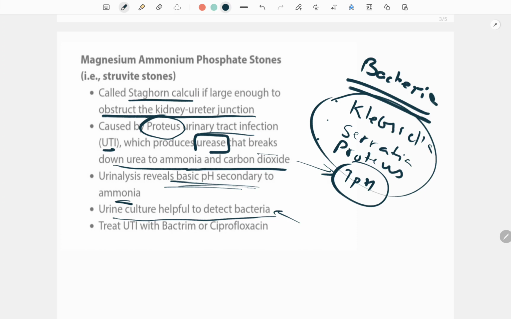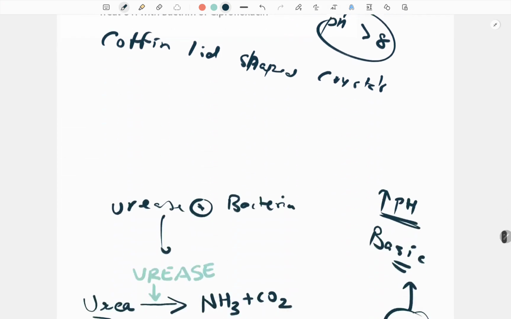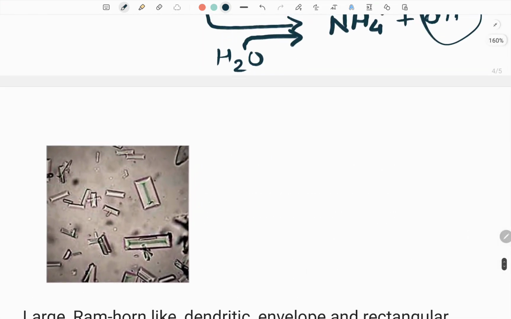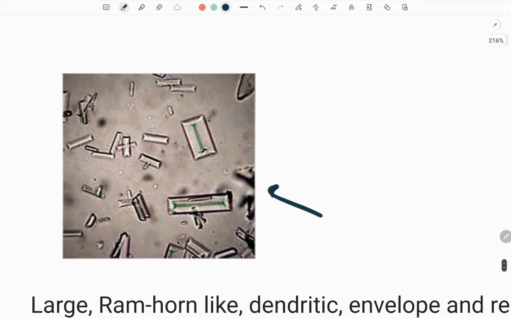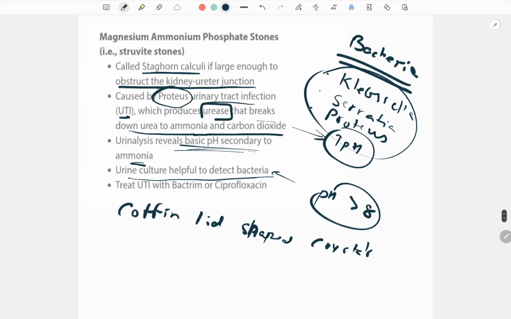The urine pH will be more than 8. The pH which we said is high will be more than 8 here. It will have coffin lid shaped crystals, which the photo is the picture of. The coffin lid crystals look like this. And it is a large staghorn calculi, which is common but not that specific.